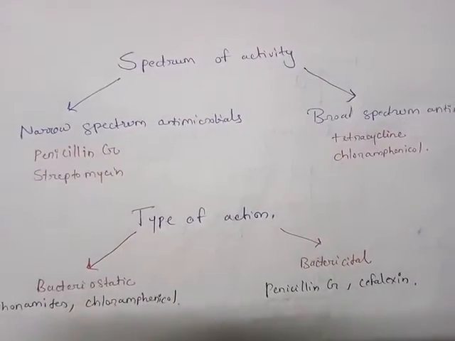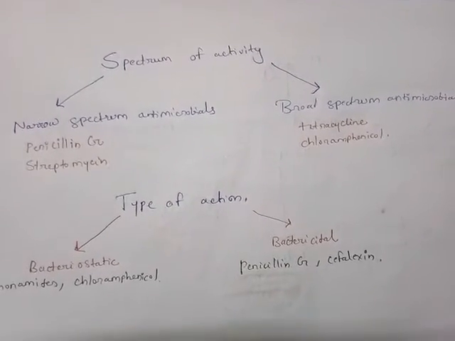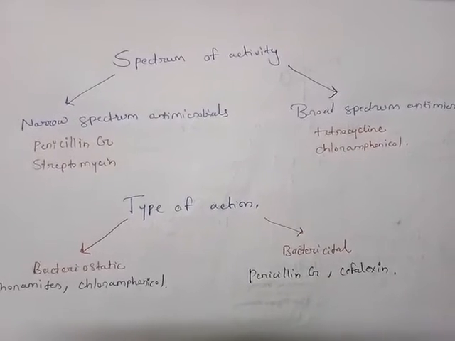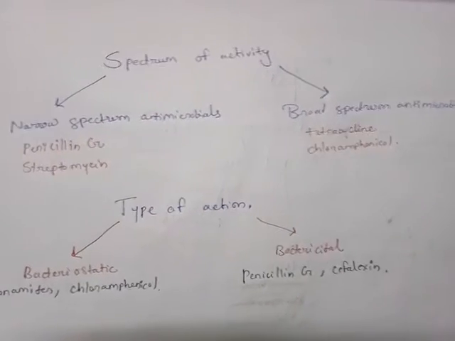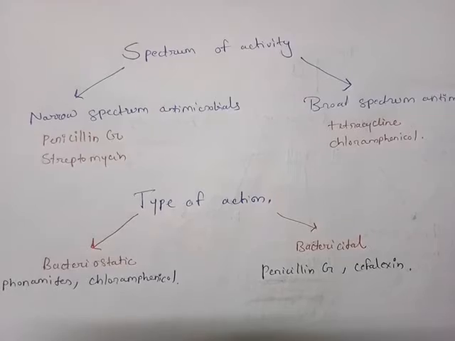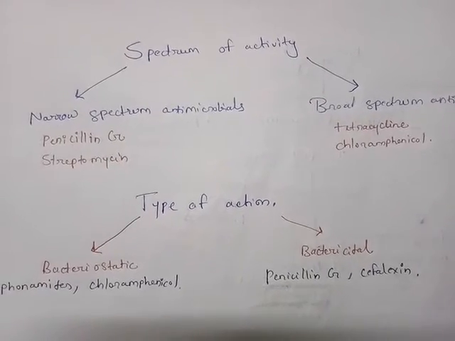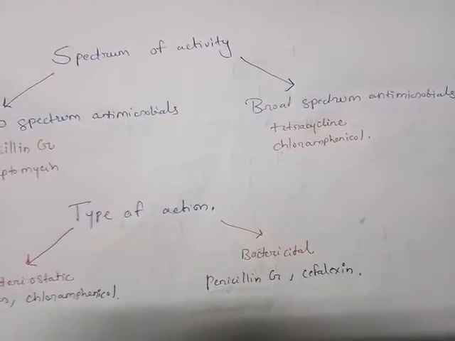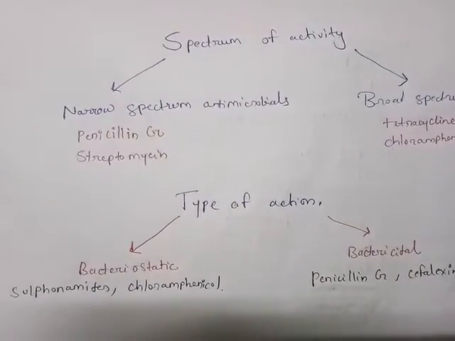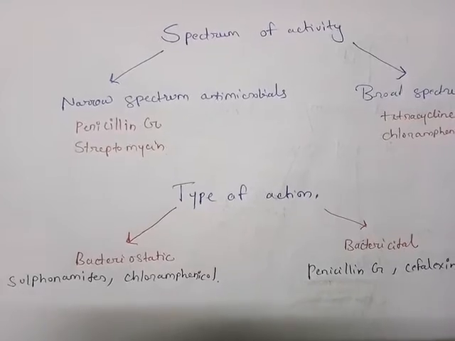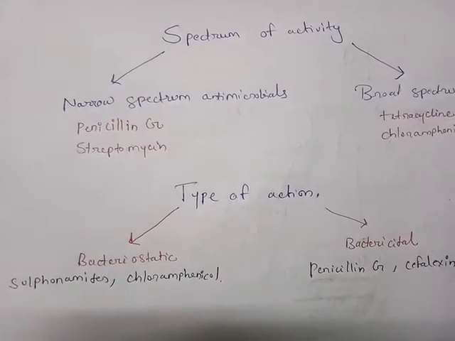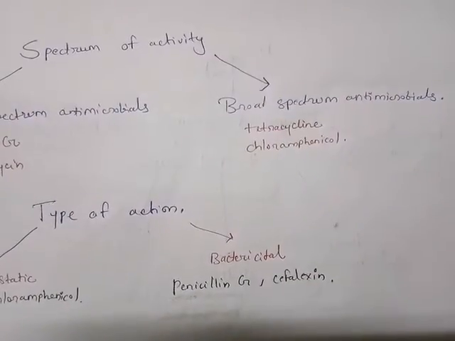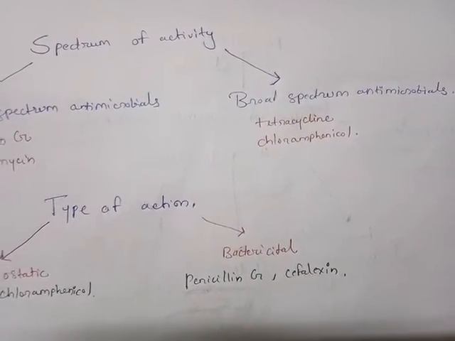Now moving forward with our topic of classification of antimicrobials, we now classify them on the basis of the spectrum of their activity. In this, we can classify them into two parts. First is narrow spectrum antimicrobials, and second one is broad spectrum antimicrobials. What are the narrow spectrum antimicrobials? Those are penicillin G and streptomycin. And broad spectrum antibiotics: tetracycline and chloramphenicol.